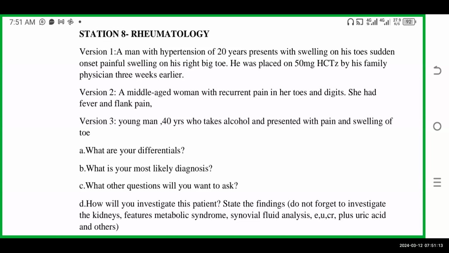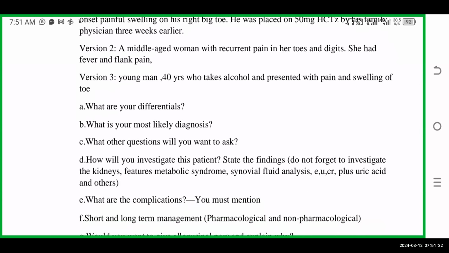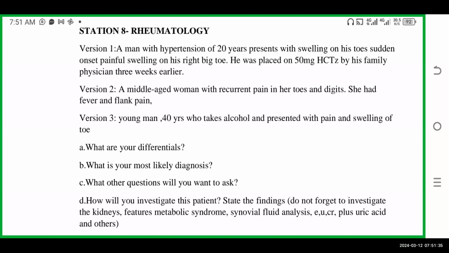So version 2 says a middle-aged woman with recurrent pain in her toes and digits. She had fever and flank pain. This is a bit different from version 1. But version 3 says a young man, 40 years, who takes alcohol and presented with pain and swellings of the toe. So for versions 1 and 3, if we look at the scenario, I'm not too sure version 2 fits in with the others, but that swelling and pain of the big toe is almost, should I say, pathognomonic of an acute gout flare, the so-called podagra.